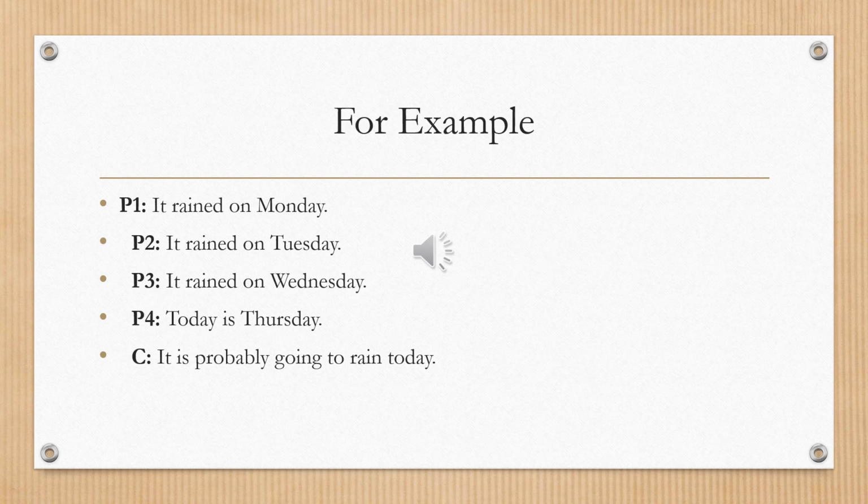So here's another example of an inductive argument. This is another simple argument. It rained on Monday, it rained on Tuesday, it rained on Wednesday, today is Thursday. Conclusion, it is probably going to rain today. Now, of course, here in Southern California, it didn't rain on Monday or Tuesday or Wednesday or Thursday. That really doesn't matter. If it had rained on Monday, Tuesday, Wednesday, and Thursday, that would seem to indicate that it's likely that it will also rain today.